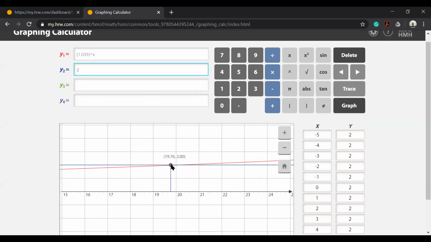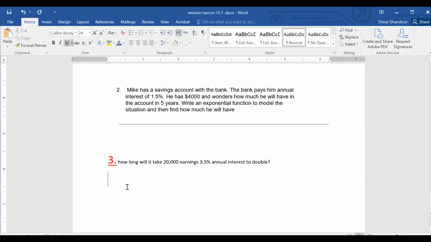Okay, so my intersection point can be actually here. So maybe it's 20. Yes, maybe it's 20. So we can say it's nearly after 20 years. So how long will it take for the earnings to double? After 20 years. So this is what you are going to be writing here. How long will it take? After 20 years. Okay, so this I did using the graphing calculator.